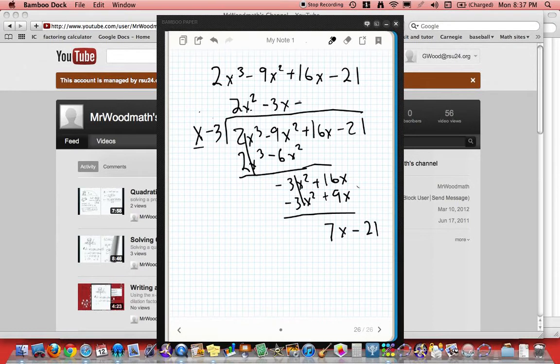And how many times does x go into 7x? It goes a positive 7 times. 7 times x is 7x. 7 times negative 3 is negative 21. And will you look at that? I have a remainder of 0.